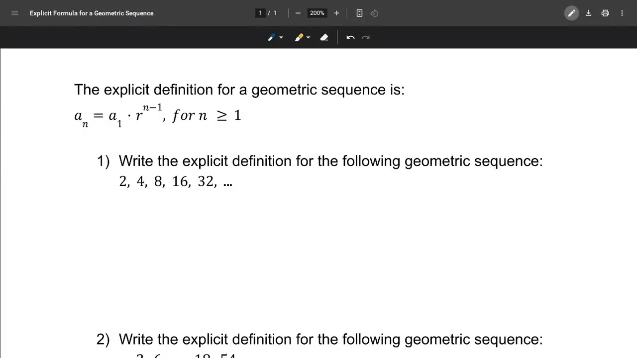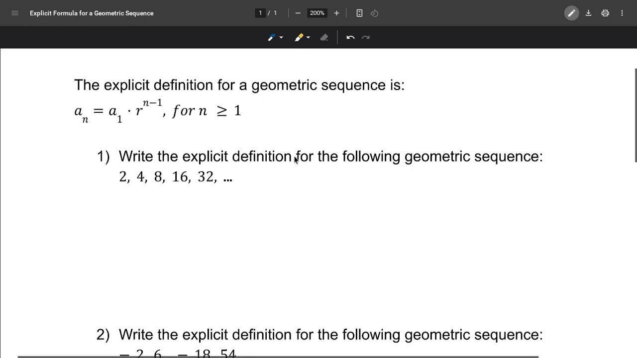In this video we're going to write explicit definitions for geometric sequences. So let's get started. I've given up here a general explicit definition for a geometric sequence. That is, the nth term equals the first term times the common ratio to the n minus 1 power, where n is the number of terms, for a sequence that has greater than or equal to one term, which is pretty much every sequence. Okay, so let's write the explicit definition for the following geometric sequence.